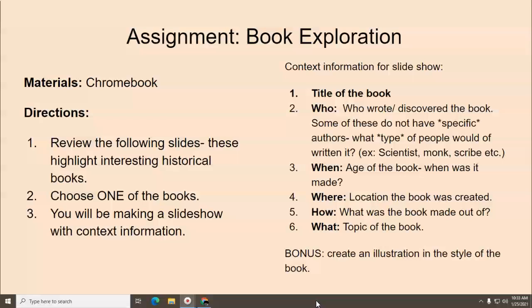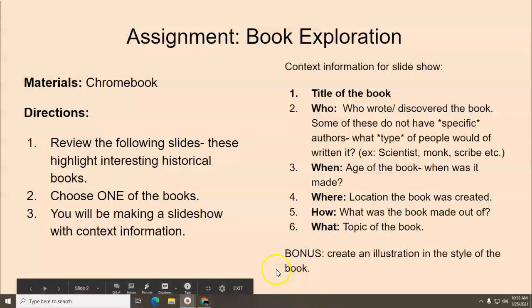And then what topic of the book? What did the book discuss or deal with or talk about? And then for bonus points, create an illustration in the style of the book. I do have a template made for the slideshow, so you really just have to punch in those answers and illustrations. However, feel free to change it up.